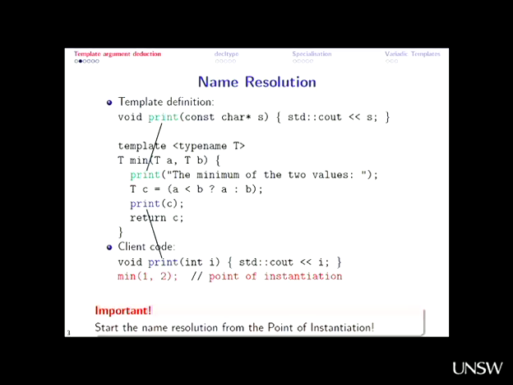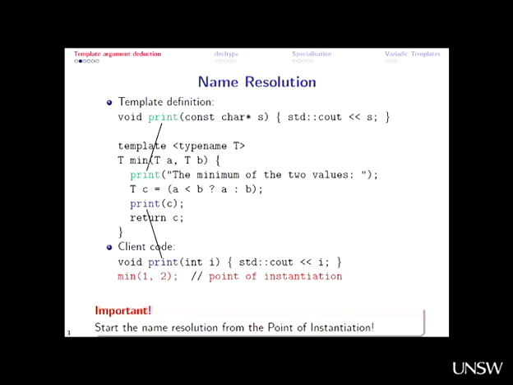This is different to if this wasn't a templated function, and if this was just a normal function called min that took in ints. This actually wouldn't compile in this order, it wouldn't compile at all if this was a normal function, because the print that's referred to inside this function isn't defined or declared until it gets into the client code.